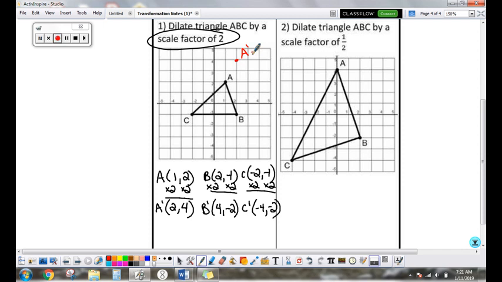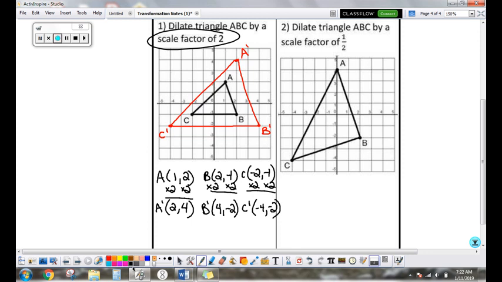Okay, so B prime is at 4, -2. So over 4, down 2. Label my point. C prime is at -4, -2. Label my point. Okay, now I'm going to try my best to connect them. You may want to use a ruler to help you with this so your lines aren't as wavy as mine are. If you want, you can just use the edge of your paper to help you trace them. Up to you. Or you can freehand them like I did.